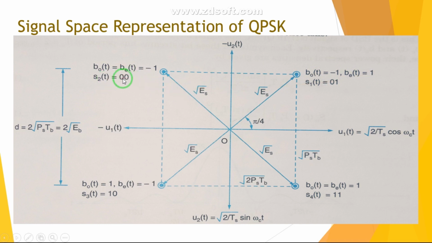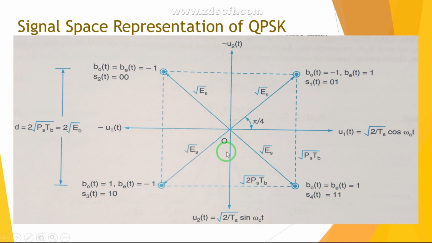Since both are 0, the odd number bit stream and the even number bit stream are represented by -1. Similarly, symbol S3, which is nothing but your 10. As we know, 1 is your odd bit, so B of OT is going to be represented as 1. And since it is a 0, B of ET, the even number, is represented by -1. And last, S4, both are 1, so the odd number and even number bit streams are represented by logic 1.